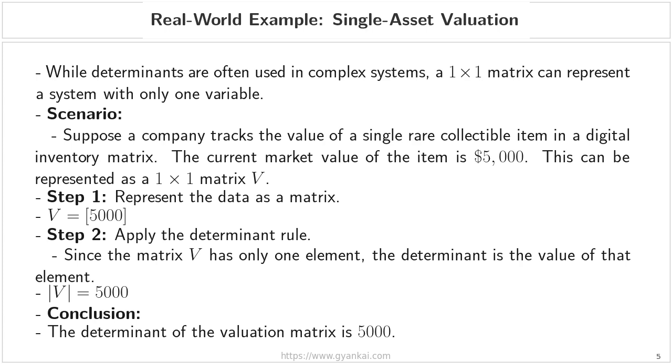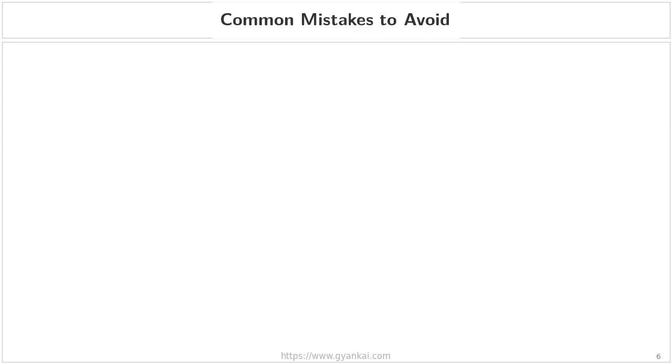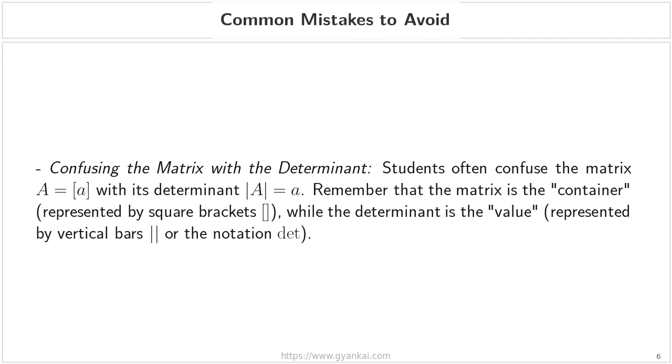This simple example shows that the value remains unchanged, but it's important to keep in mind the distinction between the matrix itself and its determinant, a common pitfall we will address in the next slide. Common mistakes to avoid. First, be very careful not to confuse the matrix itself with its determinant. It is easy to look at a matrix, let's say, A equals the element A inside square brackets, and think it is the same as the determinant.